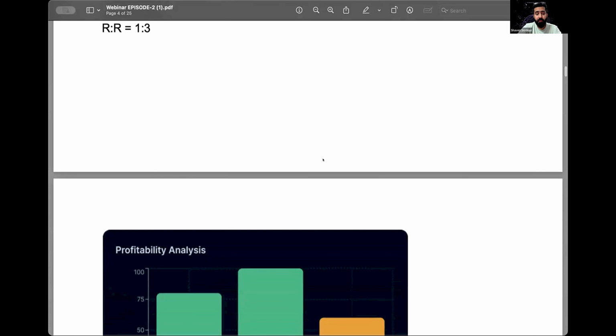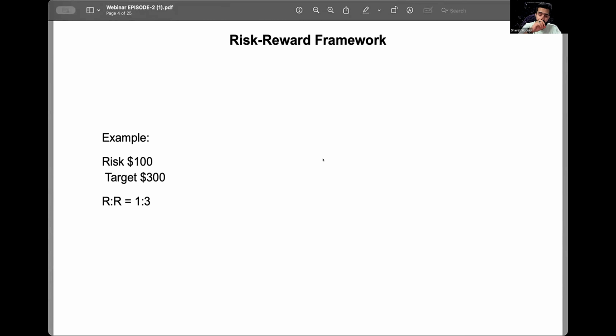So, everybody understood the risk reward framework? Shall we move forward? Or if you guys have any confusion or doubts, just raise your hand. I will explain once more. Okay, not a problem. Cool, cool. Let's go.